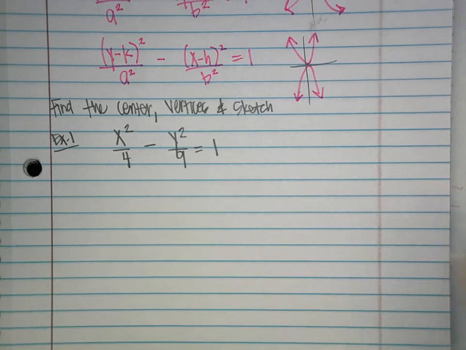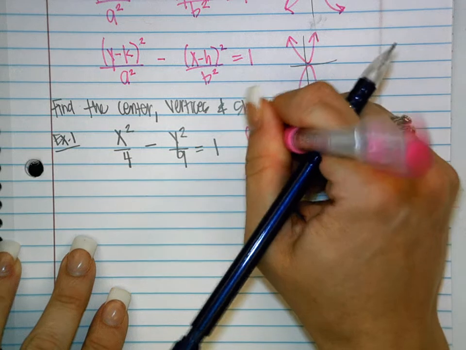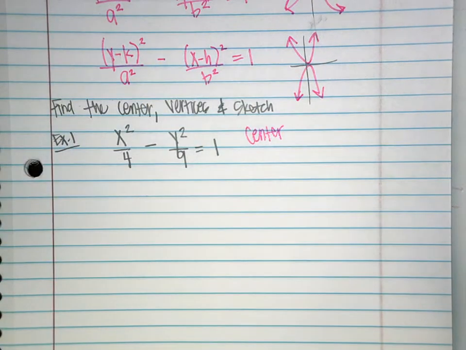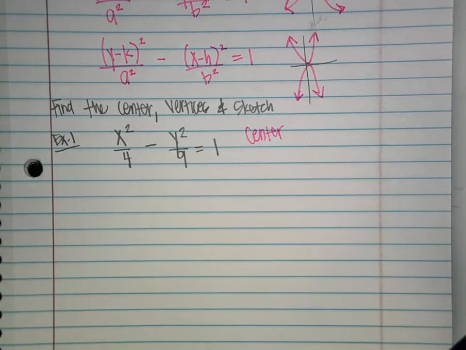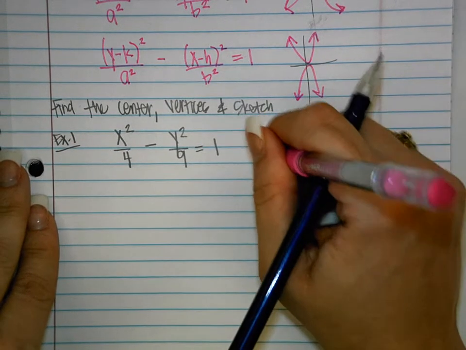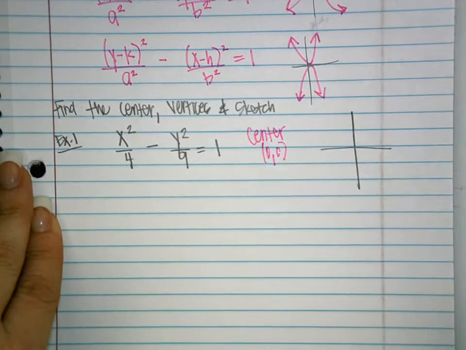So the first thing you're going to do is find the center. Center comes from the same place it always does. If you have parentheses, you just change the sign of whatever's in the parentheses. Since there are no parentheses here, where do you think the center is? 0, 0. Okay, so we're going to draw a sketch. Your center will be at 0, 0.